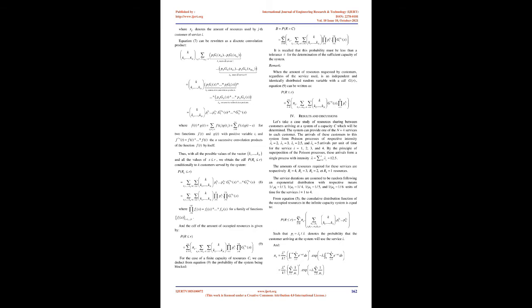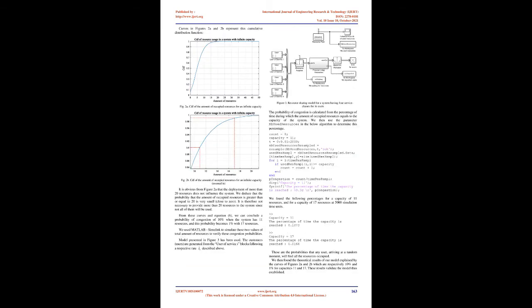For each customer, the probability that he uses an amount of resource less than or equal to x is equal to, if he requested service i, or with a probability of, in other words. Fig 2b. CDF of the amount of occupied resources for an infinite capacity, zoomed in. It is obvious from figure 2 that the deployment of more than 20 resources does not influence the system. We deduce that the probability that the amount of occupied resources is greater than or equal to 20 is very small, close to 0. It is therefore not necessary to provide more than 20 resources to the system since not all of them will be used.